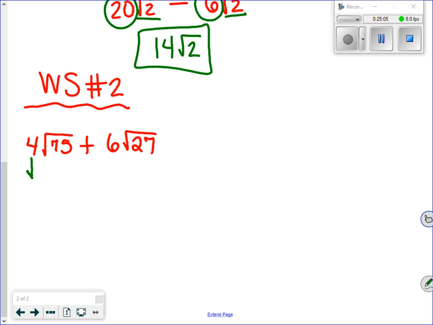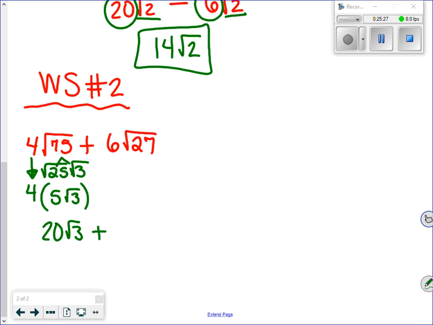Bring down the 4 before you start, or you're going to forget about it. What does 75 factor into? Good. 25 times 3. Square root of 25 is? So we have 5 square roots of 3. Go ahead and simplify that. What's 4 times 5 square roots of 3? 20 square roots of 3. Bring down your plus sign. Then bring down the 6 before you work with that 27.